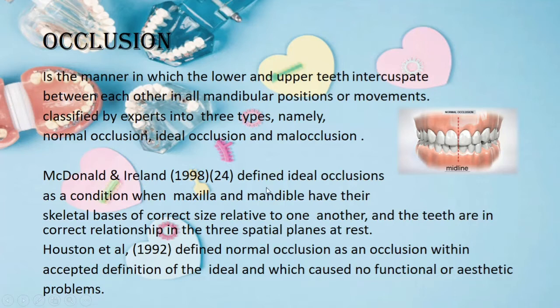McDonald and Ireland defined ideal occlusion as a condition when the maxilla and the mandible have their skeletal bases of the correct size, with a correct relation between the upper arch and the lower arch, and the teeth are in the correct relation and the three septal planes at rest. Whereas Houston defined normal occlusion as the occlusion within the aesthetic definition of the ideal and which caused no functional or aesthetic problems.